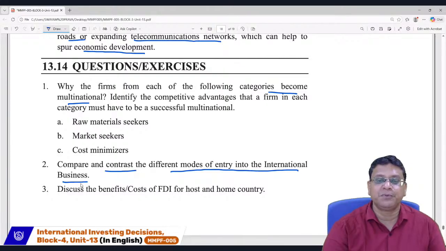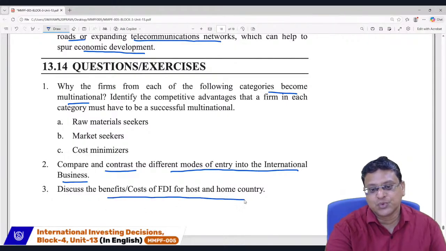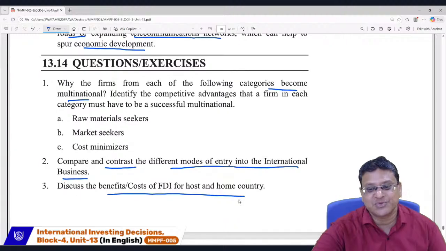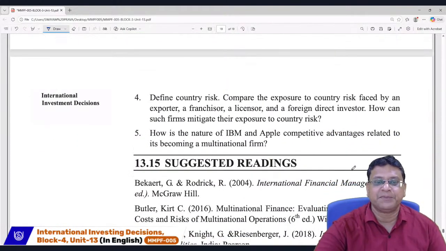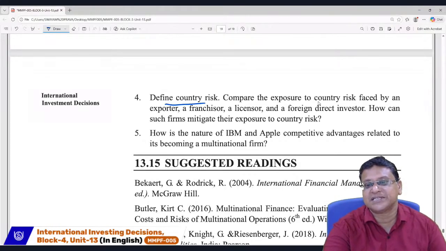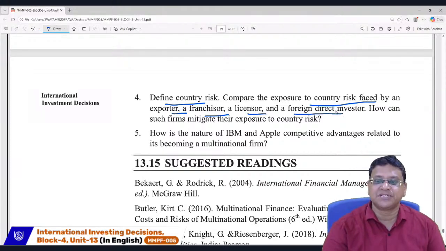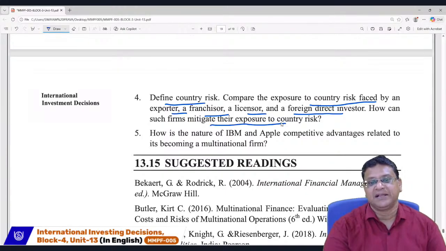We have discussed the two important entry modes, exporting and contractual entry. Discuss the benefits and costs of FDI to host country and home country. We have discussed what are the benefits and costs of FDI. Then define country risk. We have discussed country risk and compare the exposure to country risk faced by an exporter, franchisor, licensor, and foreign direct investors. We have discussed how country risk can be measured and mitigated.